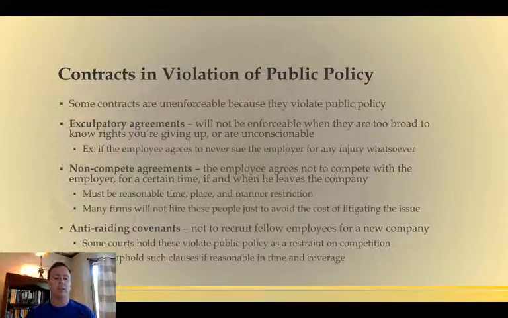Anti-raiding covenants, this has to do with agreeing to not try to recruit, after you leave an employer, some of their employees, not trying to poach them. Again, that basically comes down to reasonable restrictions. You can have them, but you can't say nobody from here can ever work for you as long as you live.